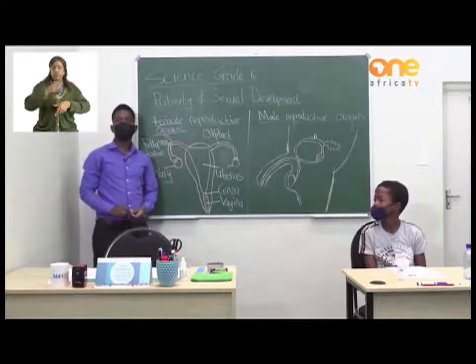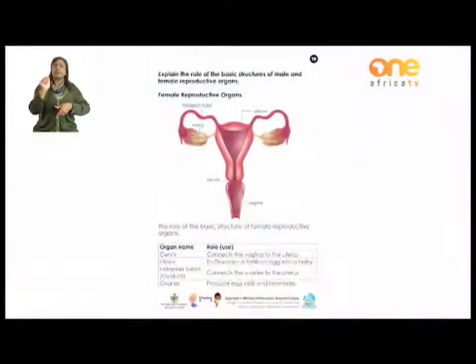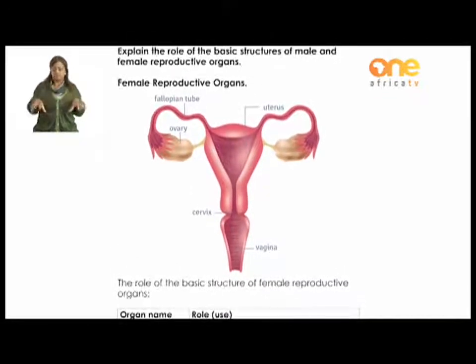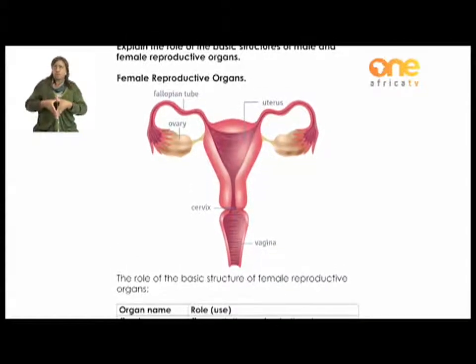Let us turn back to page 19 and look at our clear diagram. Now on the diagram you can see the labeled structures of the female reproductive organs. You are expected to be able to identify these structures and label these structures. The role of the basic structures of female reproductive organs. Let us discuss what it is that they do.